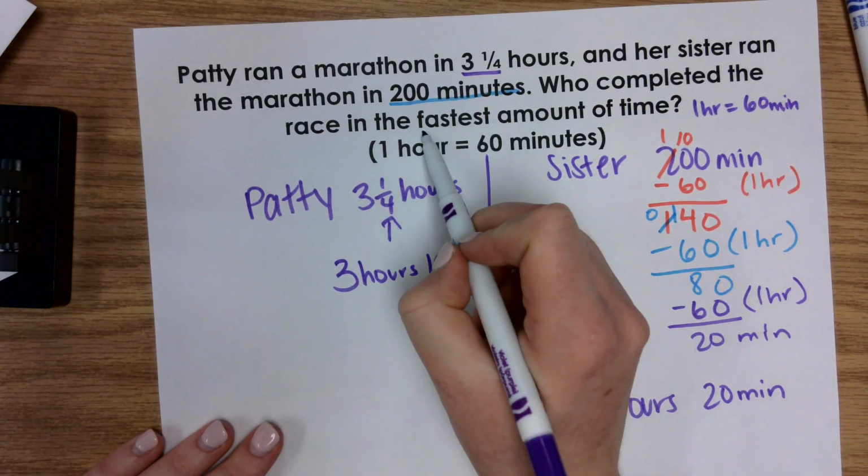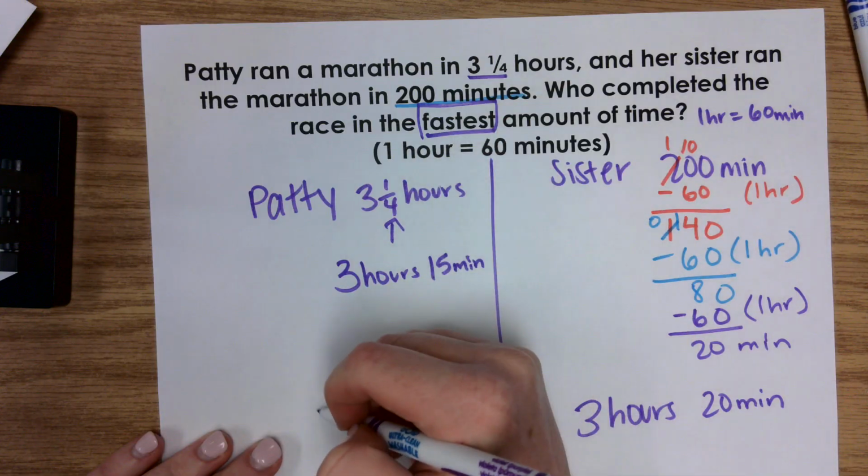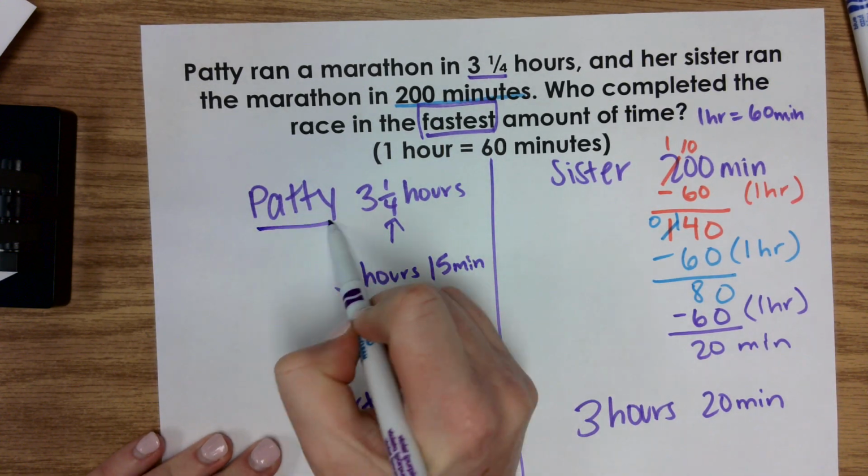So who completed the race in the fastest amount of time? So fastest, we're looking for the quickest or shortest amount of time because we want to finish the race first. So in that case, it would be Patty.